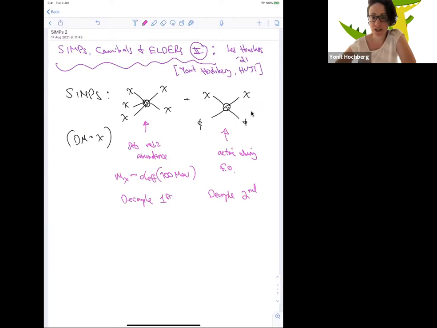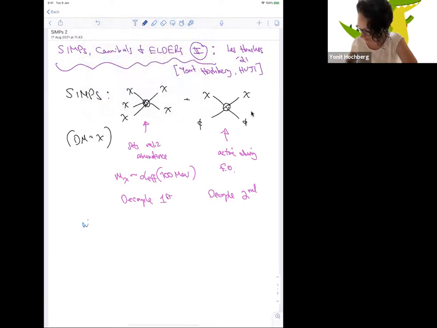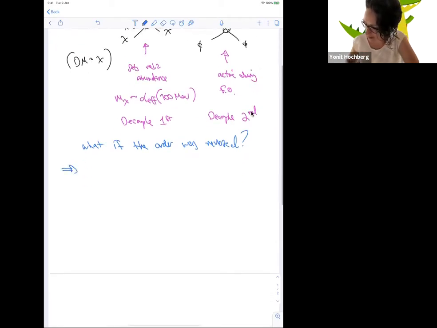A natural question you could ask yourself is, what would happen if the order in which the processes decoupled was reversed? This is going to lead us to elastically decoupling relics, to ELDERs. But before we can understand that, we're going to work through cannibals. So in order to answer this question, let's work through cannibals first. What are cannibals?